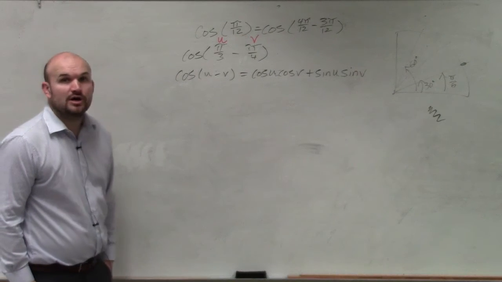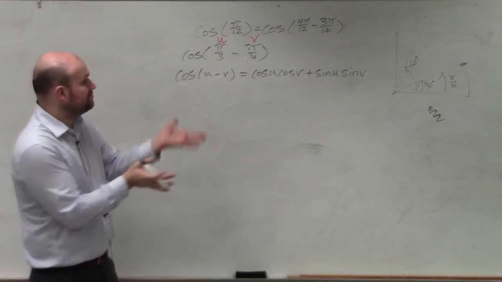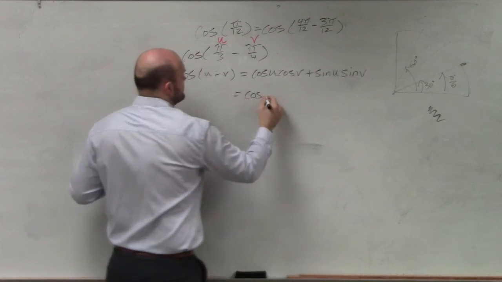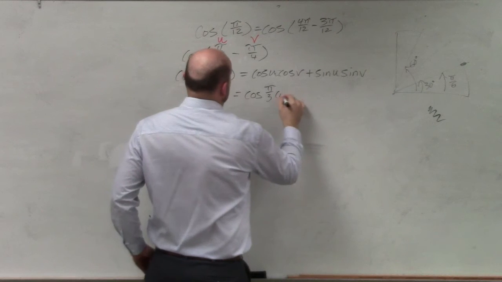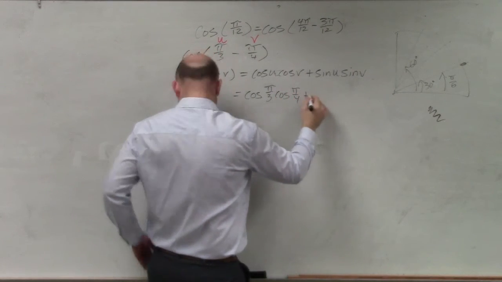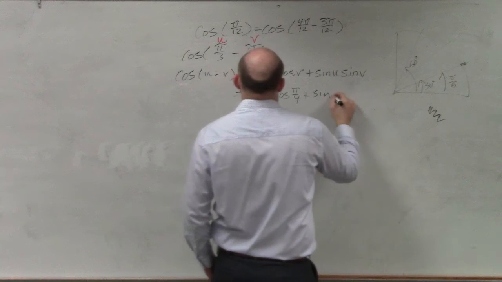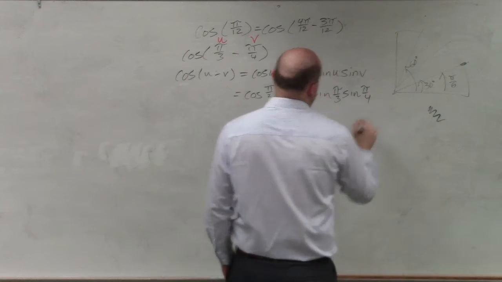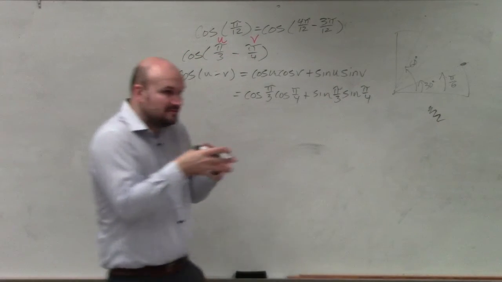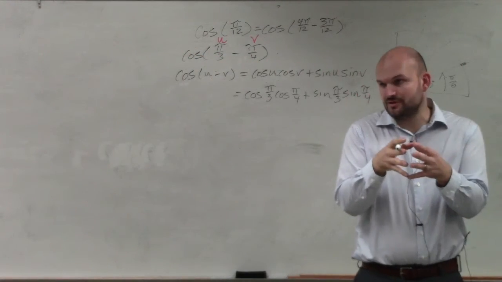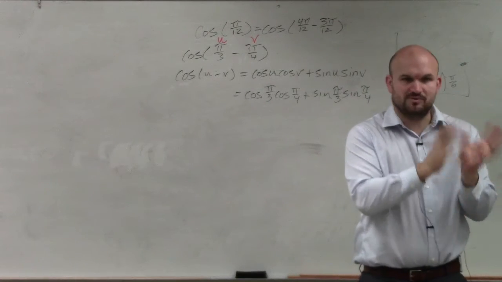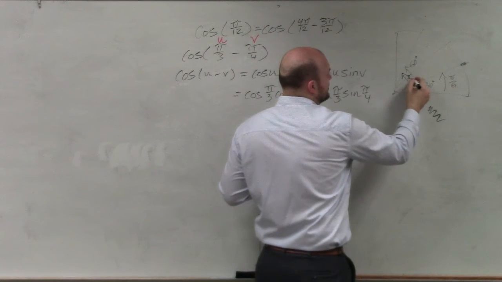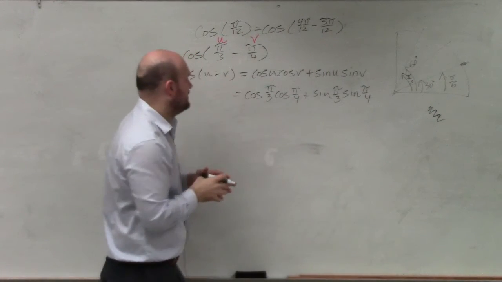So now we're just going to plug in our u and our v. So we have cosine of pi over 3 times the cosine of pi over 4 plus the sine of pi over 3 times the sine of pi over 4. And also be very, very careful with the unit circle, because going between radians and degrees we'll get confused here. It's really important for you guys to remember those angles and how they change.